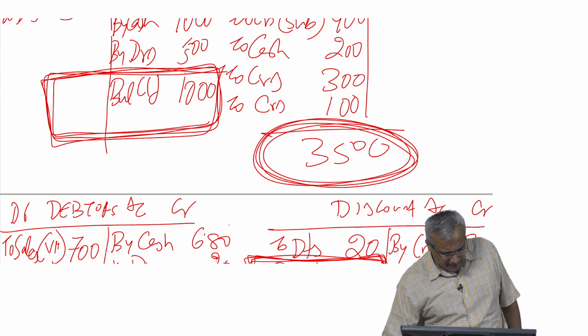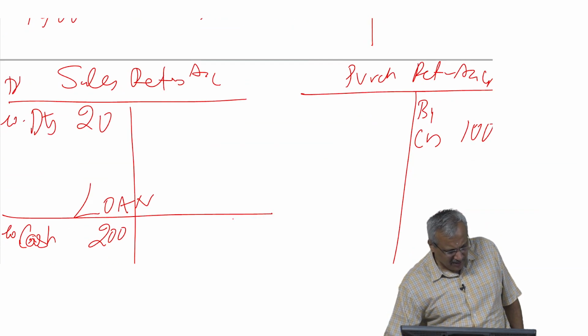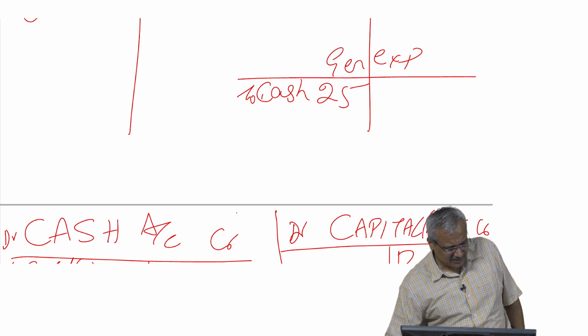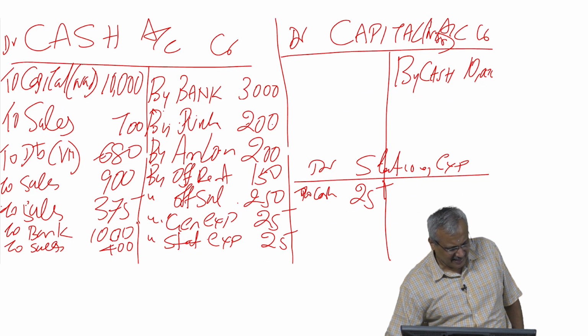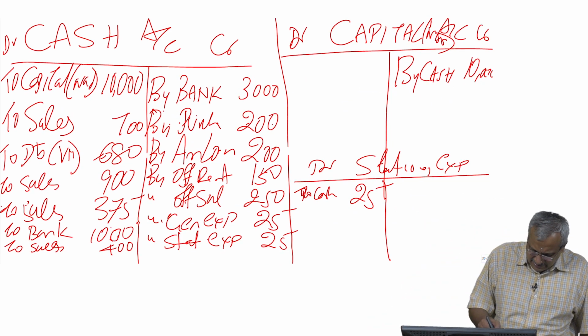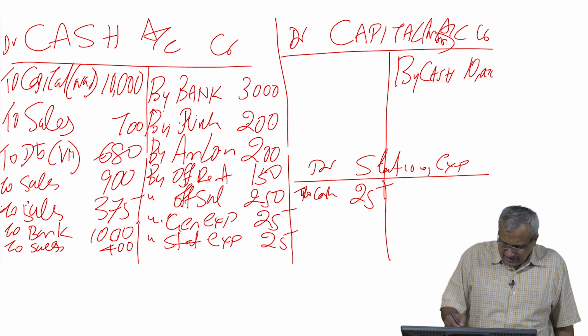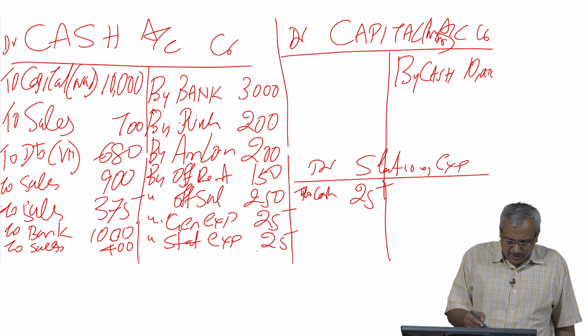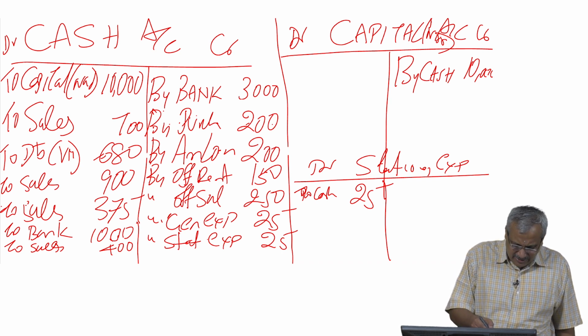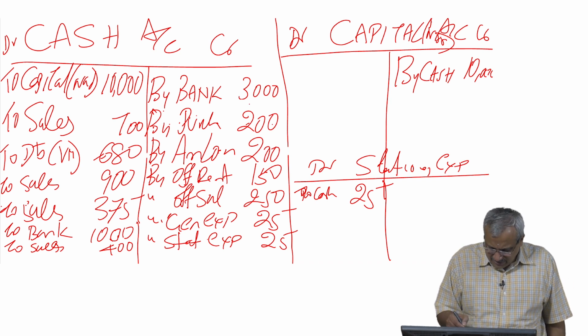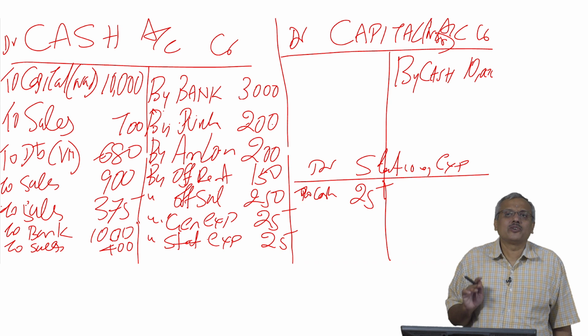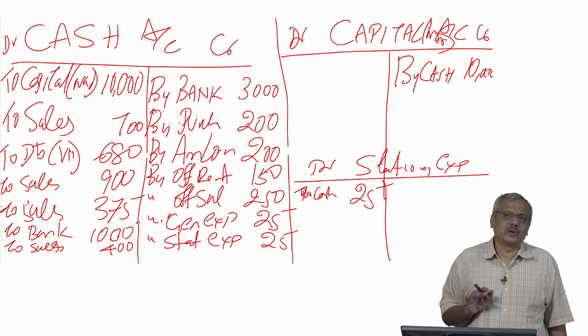Similarly you can do this for all these basic transactions. Let us take cash itself. All this is cash inflow, and all this is cash outflow. Your cash inflow is 10,700 plus 680 plus 900 plus 375 plus 1000 plus 400, minus all this outflow is the net cash balance you have. You can do all that as we go along.